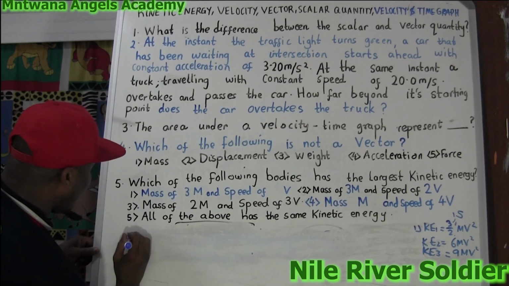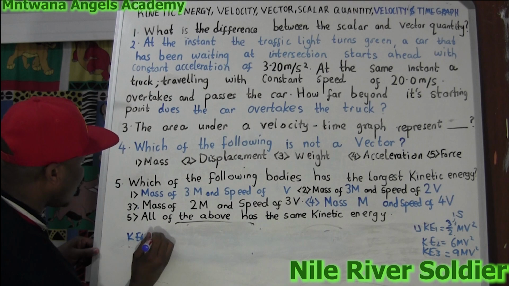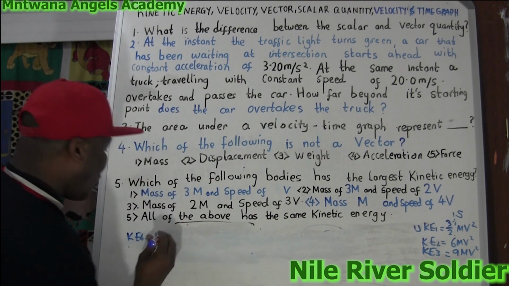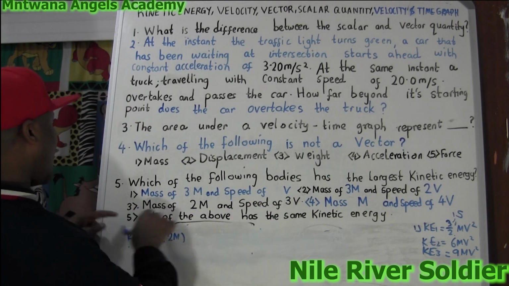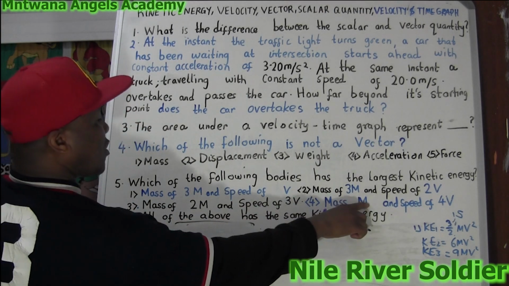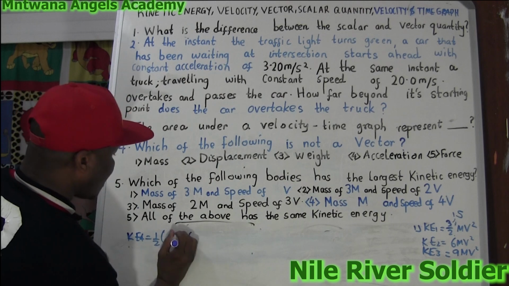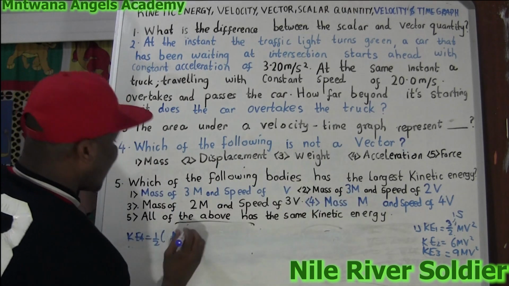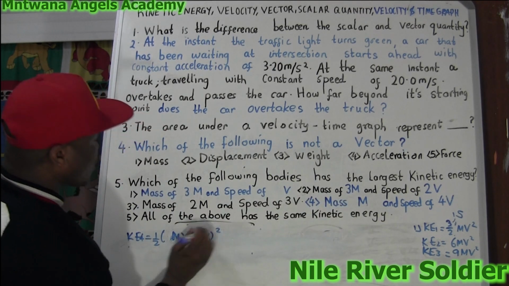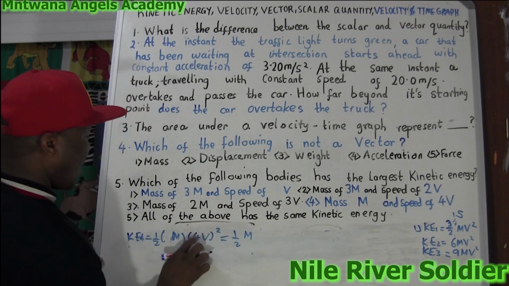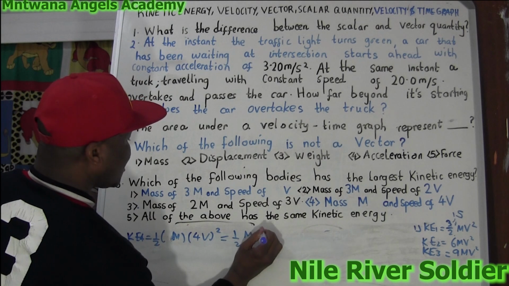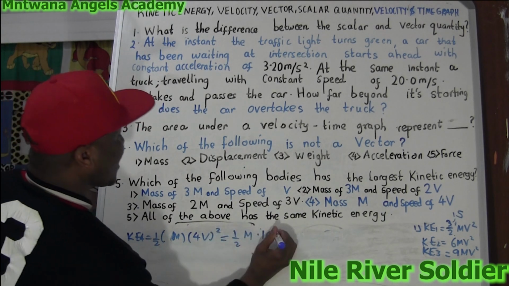Okay, number 4, kinetic energy 4 equals a half mv squared. What is the m? Here m equals m for number 4, and the velocity is 4v, so times 4v squared. So now this equals a half m, 4 squared equals 16, and this is going to be v squared.